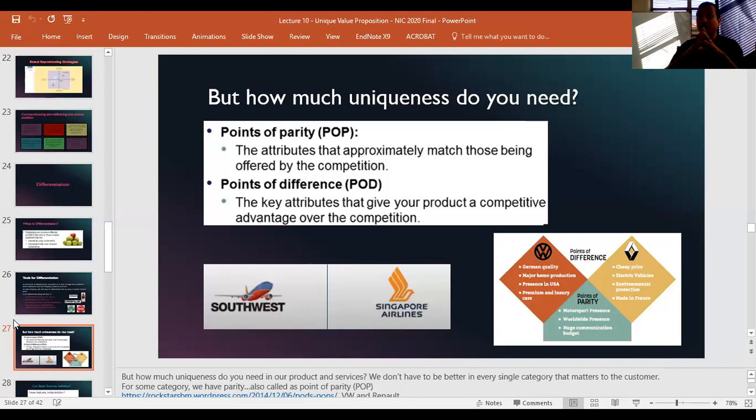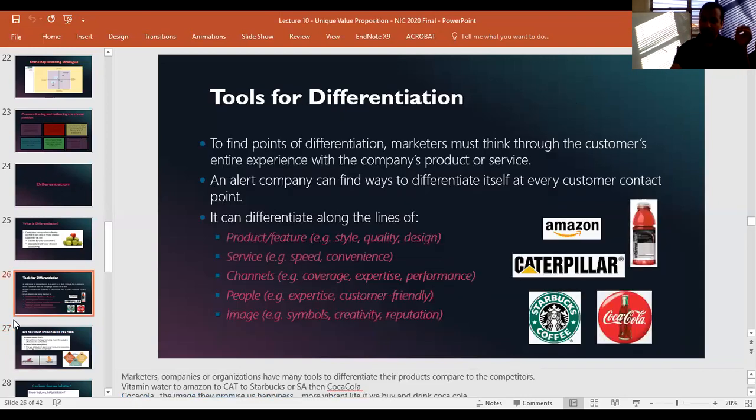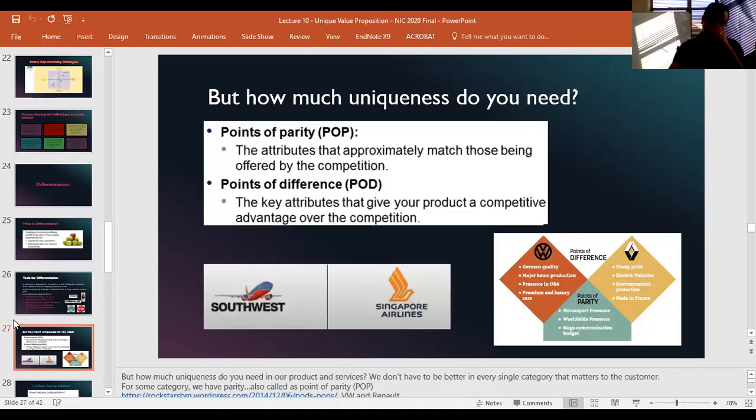So you don't have to worry about 100% uniqueness, or 80%, or 60%. The optimal situation will be a balancing of both points of parity and points of difference. So what we understood are the different tools of differentiation, but we don't have to differentiate on all the attributes like product, services, and channel. There could be a combination of attributes where you can have a difference and where you can have parity.